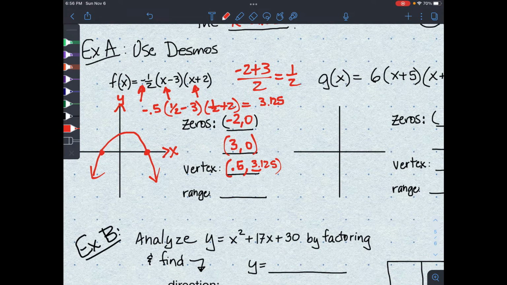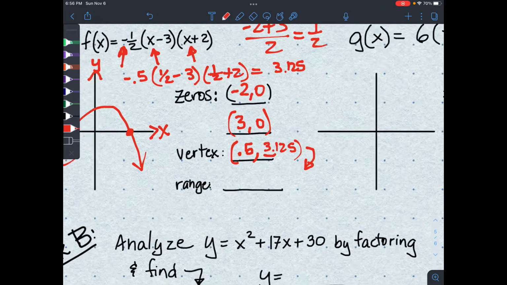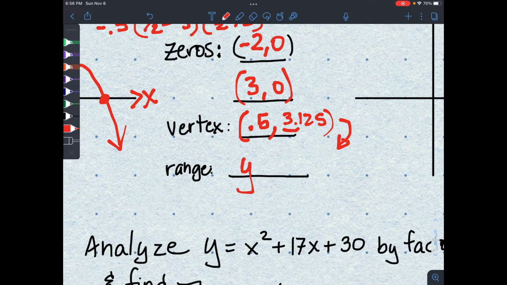That was probably the most work in this problem. Once you found that, that number is going to help you then find the range. Because remember, the range is describing what the y values are that this graph uses. And we can see that this graph uses all the y values starting here, going down. So what is that highest point that we get to? It's actually 3.125. So you just say then y is less than or equal to 3.125.